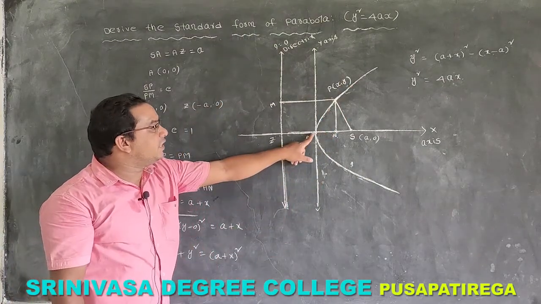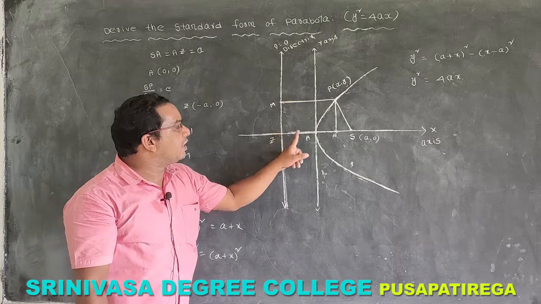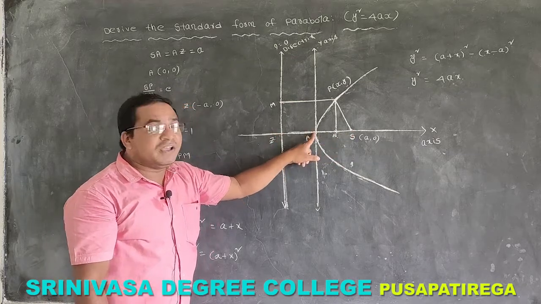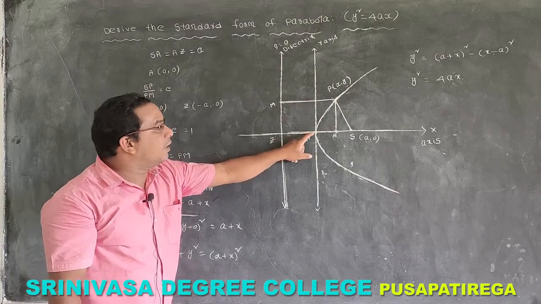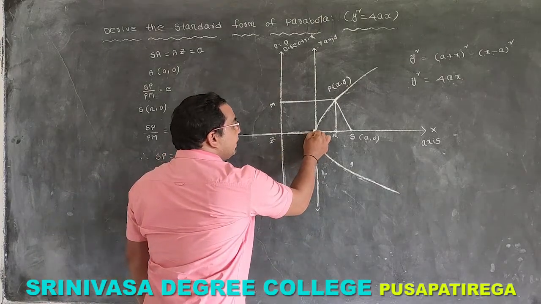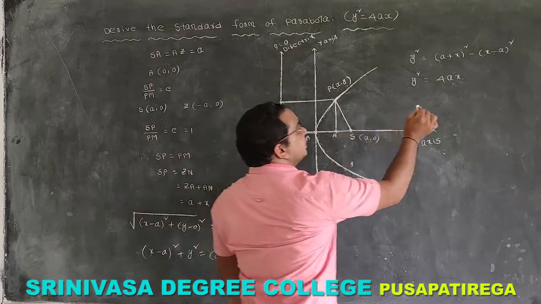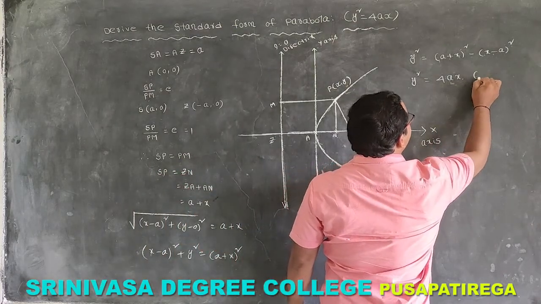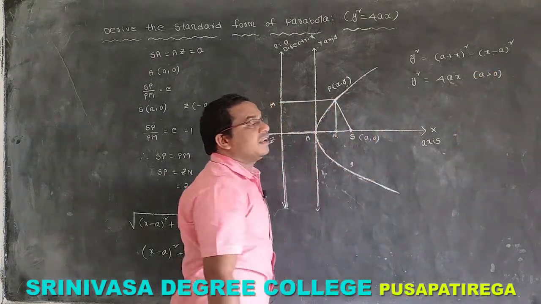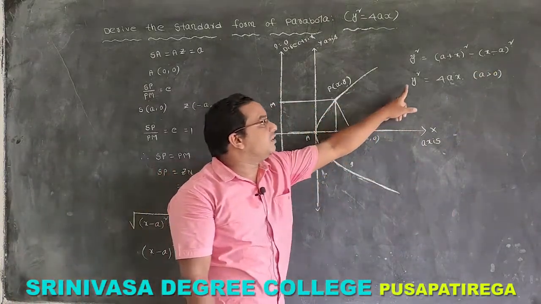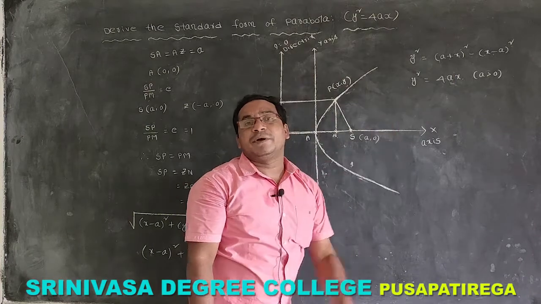Here the point A is taken as the midpoint of S and Z. That is always on the parabola. A is called the vertex of the parabola. The distance from vertex to focus is always taken as small a, which is always a positive distance. So a is always greater than 0. That is called the standard form of the parabola.